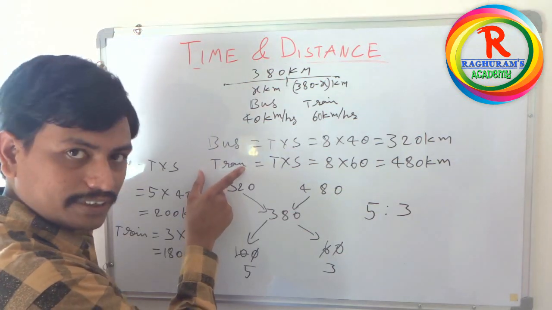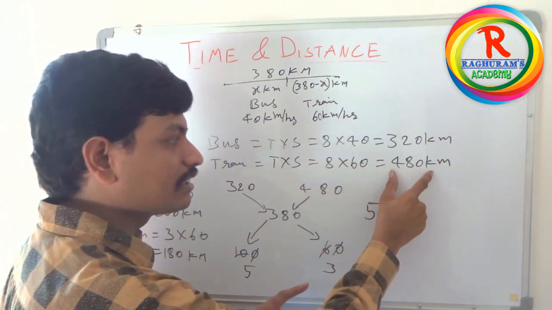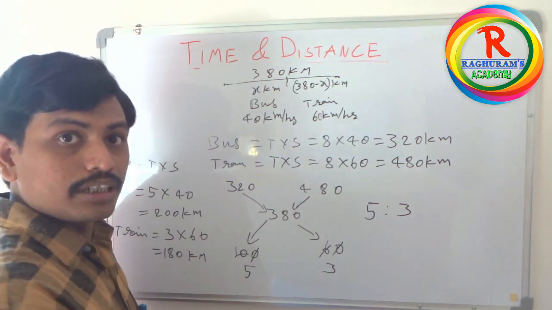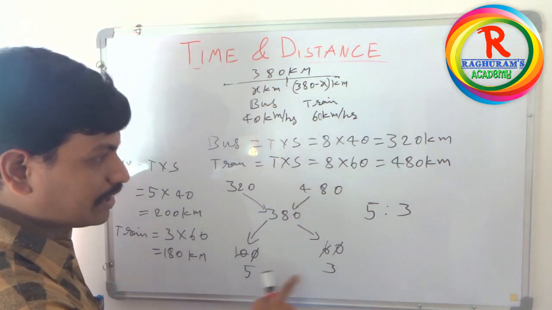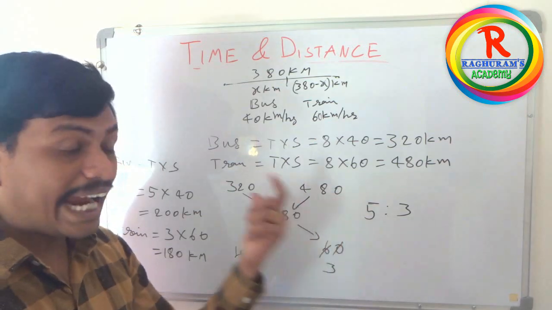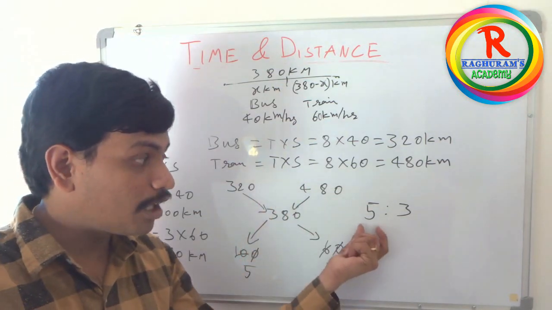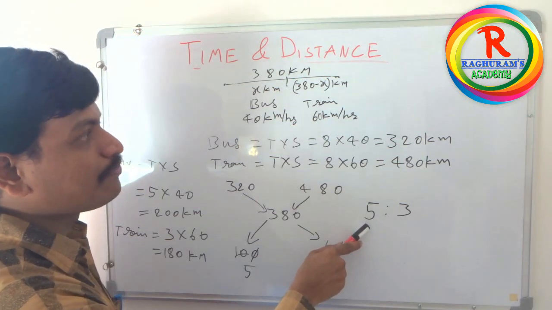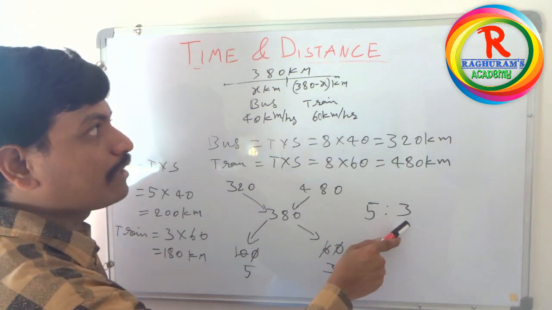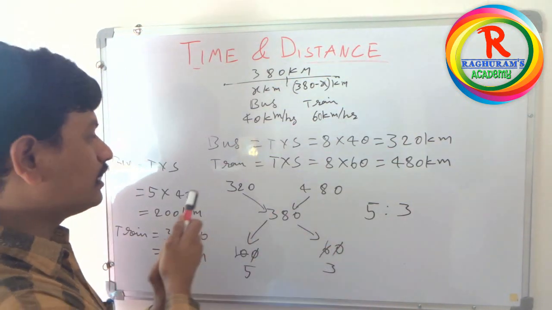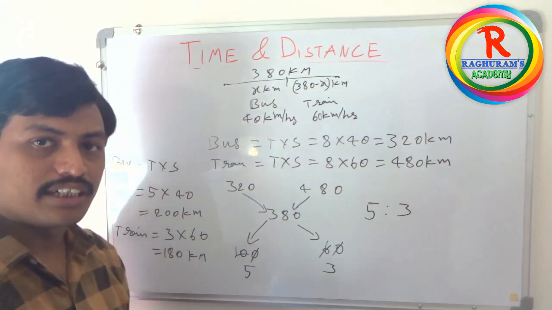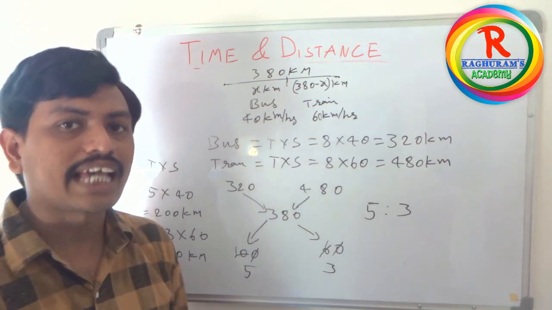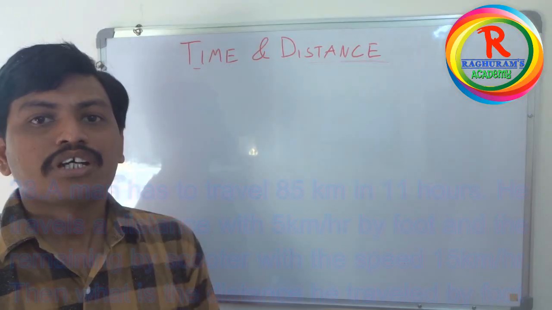If a total of 8 hours is traveled by train, how many kilometers? 480 kilometers. Get the ratio using the alligation method. So we get 5:3. This is the time. The 8 hours we are dividing in the form of 5:3. That is, time taken by bus is 5 hours, time taken by train is 3 hours. So with 5 hours, time into speed, directly we can find the kilometers. This is a simple way, without any formula. Simply we can calculate this type of problems.